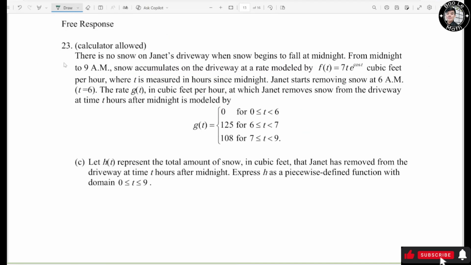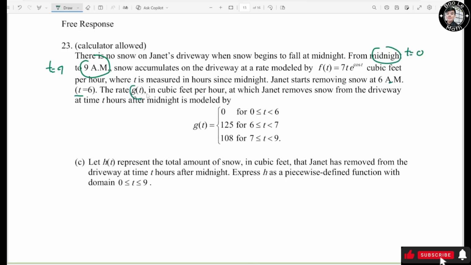Now let's move on to question 23. There is no snow on Janet's driveway when snow begins to fall at midnight. From midnight to 9 a.m., snow accumulates on the driveway at a rate modeled by f of t equals 70 e to the cosine t cubic feet per hour, where t is measured in hours since midnight. Janet starts removing snow at 6 a.m., which means t equals 6. So 9 a.m. is t equals 9, and midnight is t equals 0.